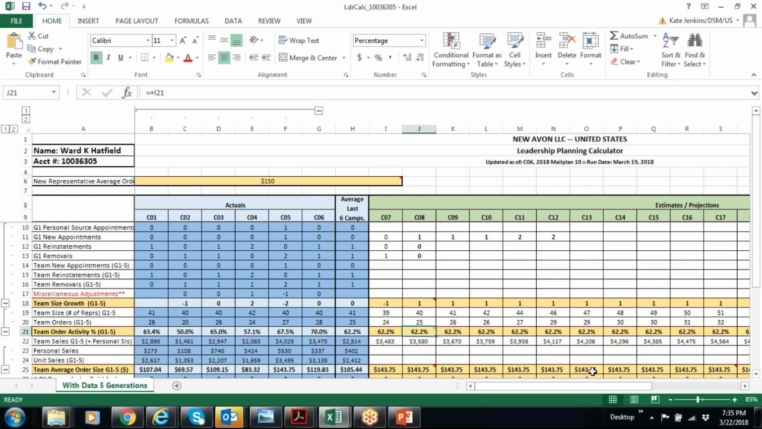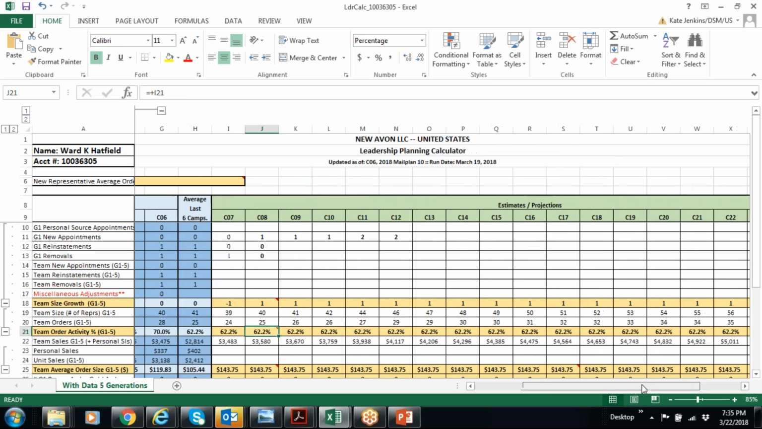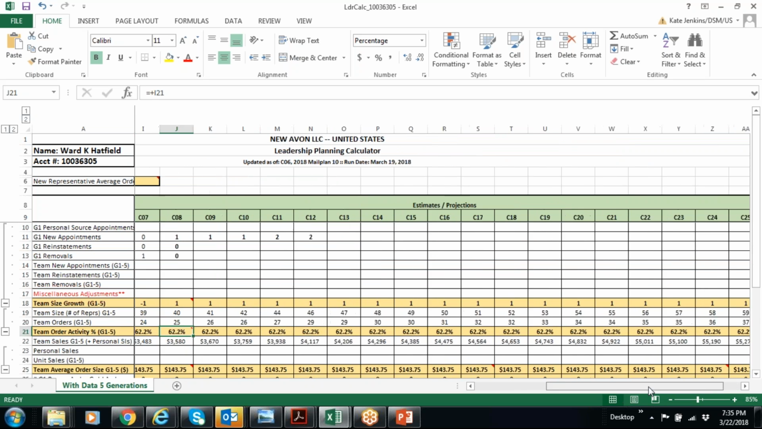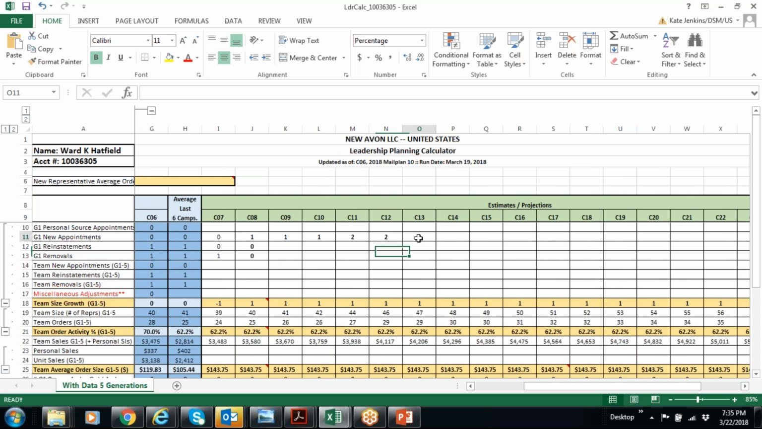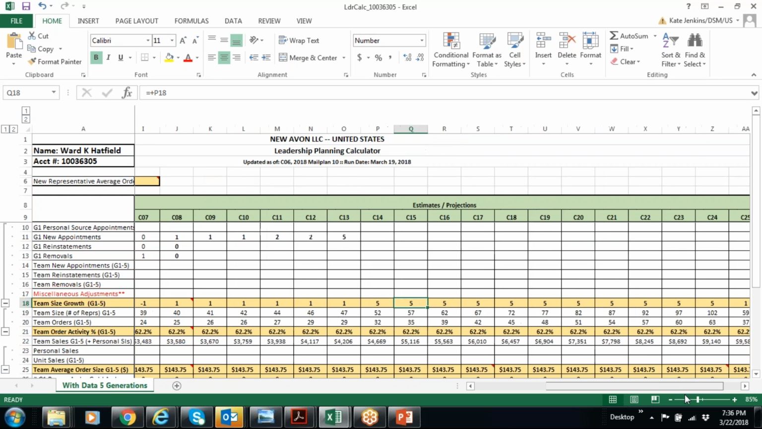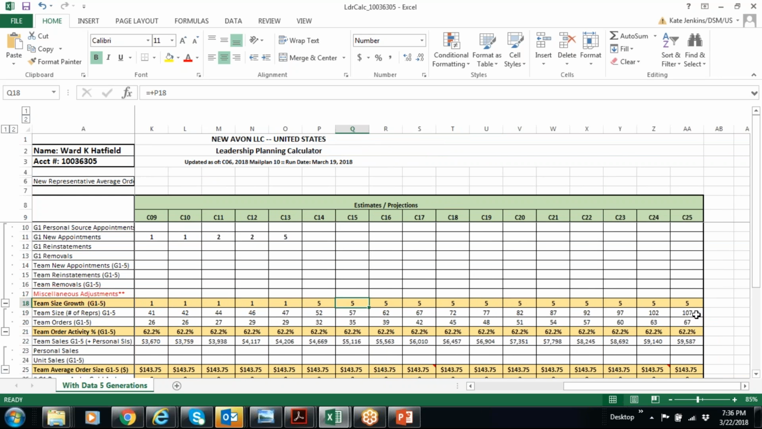So let's say you want to be a bronze leader by the end of the year, you can go in there and play with it and say, okay, I'm going to need 5 recruits every campaign. You could just put in 5 right here. So now you're up to 52, then 57, 62. So by the end of the year, if you did 5 a campaign, you could have 107 people on your team.